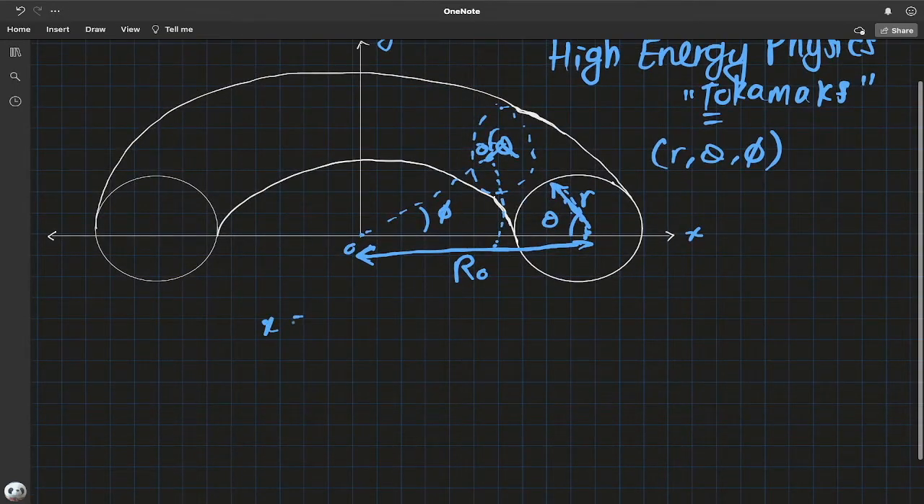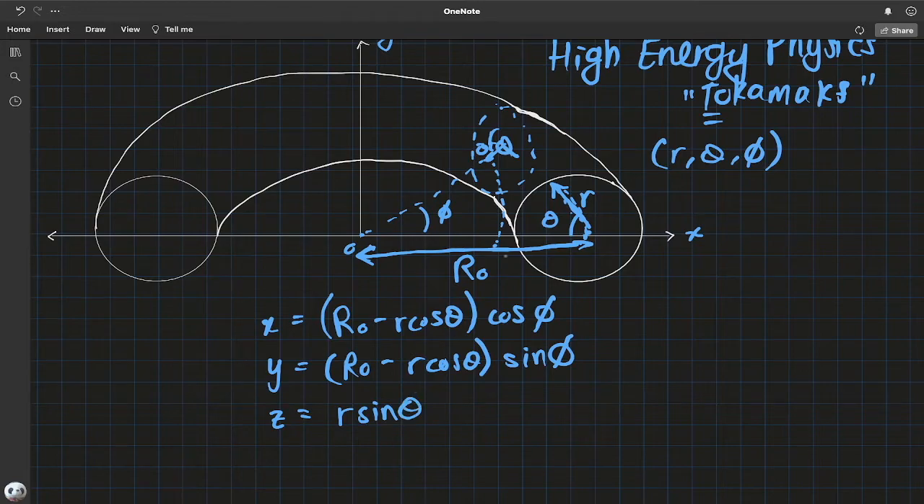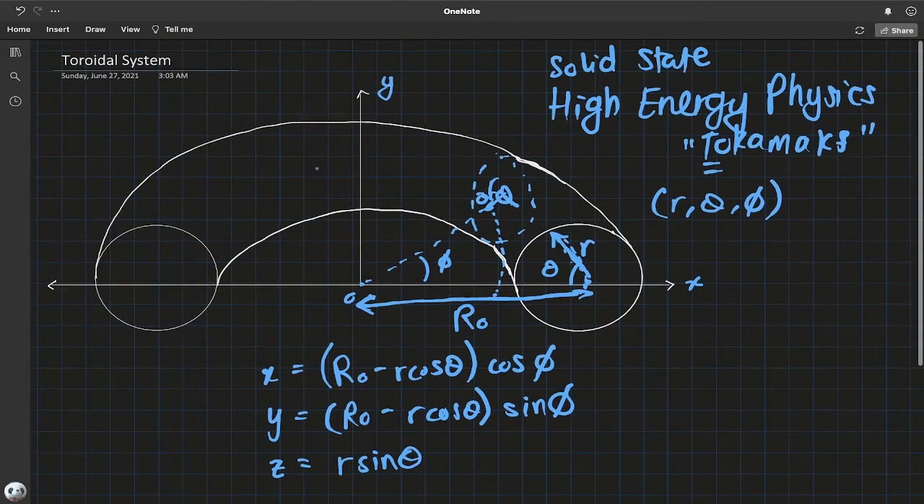Okay, so if you notice by geometry, x is basically r naught minus r cosine theta, so that will be just the projection onto the xy plane, and you project that onto the x-axis. So cosine phi, y is r naught minus r cosine theta sine phi, z is just r sine theta, because there is no r naught dependence now, you just project it onto the z-axis directly. I'm sorry, this is the z-axis.